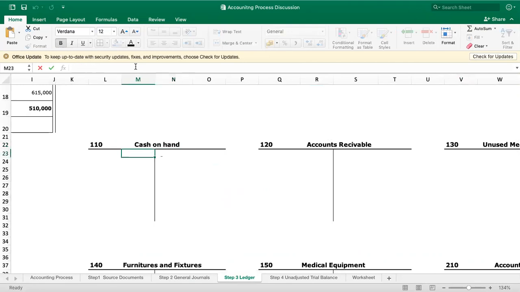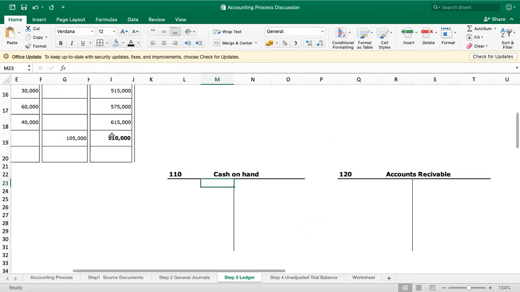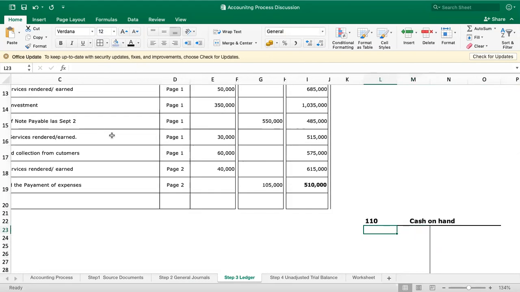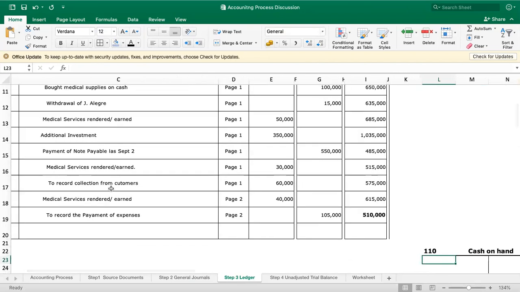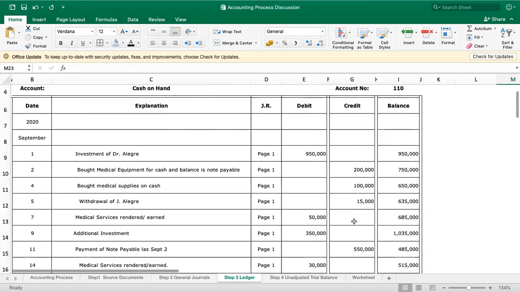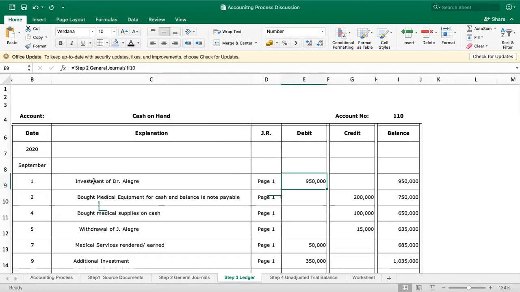So basically, it's the same as what we did here in the general ledger. So same na siya, but under this T account, let's not put the explanation and the journal reference. So here you can write the date. Let's say September 1, 2020. Let's just write 9/1/2020. Okay, so based on our ledger kanina, we have debit 950,000.